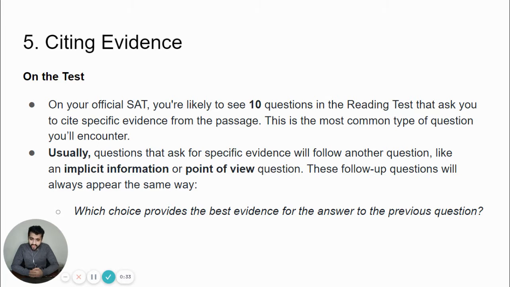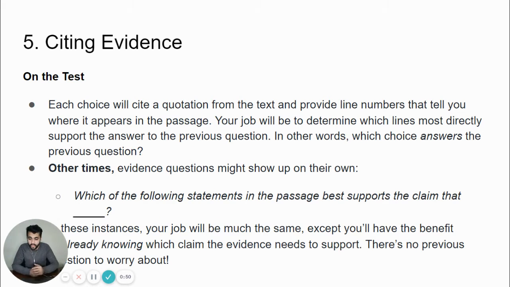Usually, questions that ask for specific evidence will follow another question, like an implicit information or point of view question. These follow-up questions will always appear the same way: Which choice provides the best evidence for the answer to the previous question on the test? So each choice will cite a quotation from the text and provide line numbers that tell you where it appears in the passage. Your job will be to determine which lines most directly support the answer to the previous question. In other words, which choice answers the previous question.